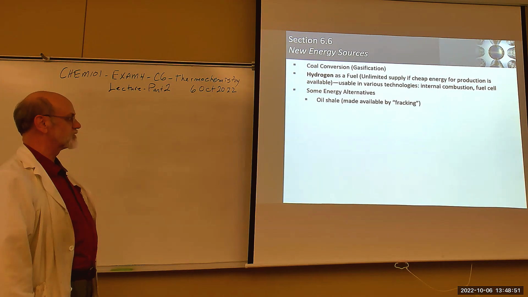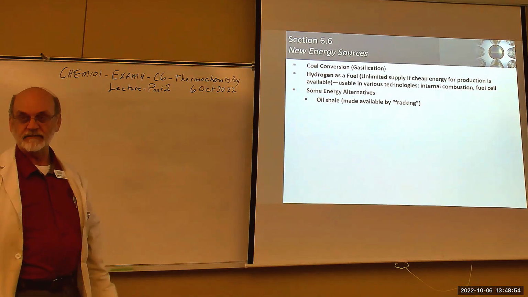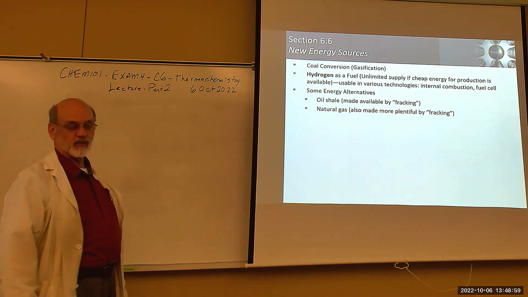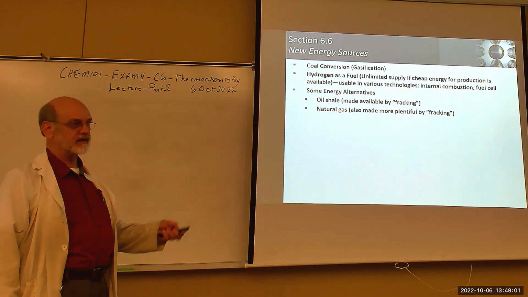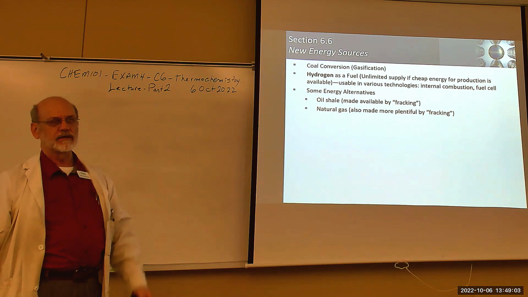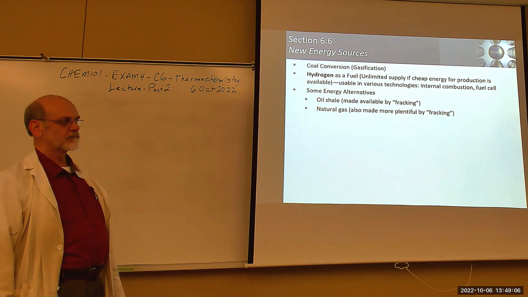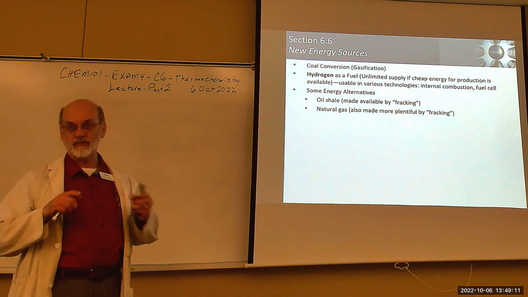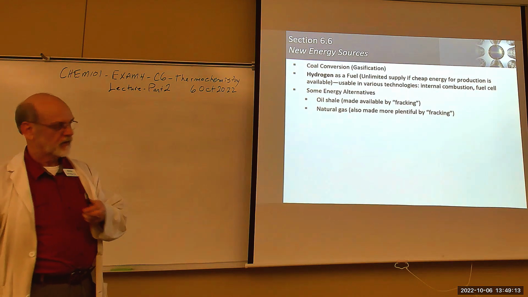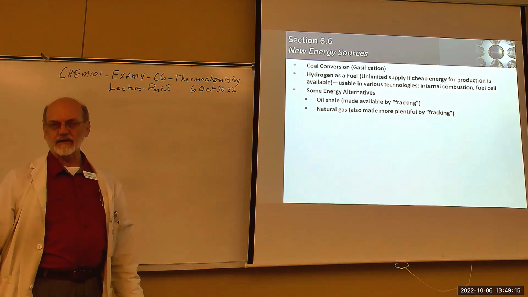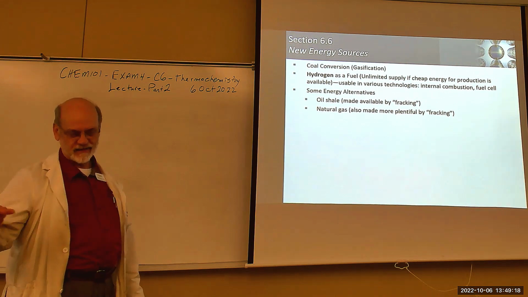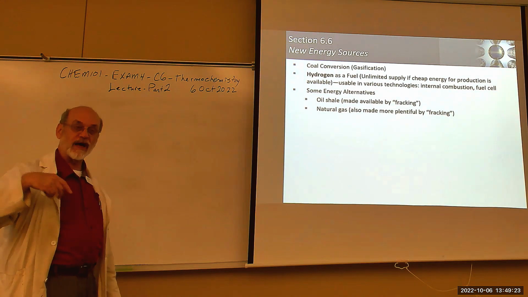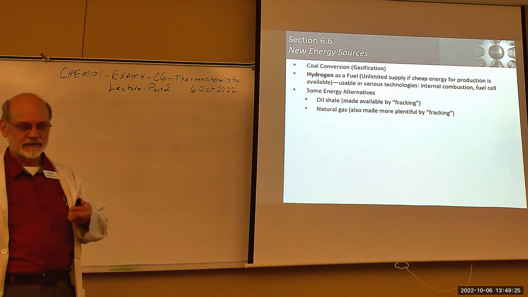What are energy alternatives? Oil shale. Fracking gets more oil out of shale. Same with natural gas. Fracking gets more natural gas. Right? If it wasn't for the Biden administration, we'd be producing, I think the estimate is 2 to 3 million barrels a day more oil than we're producing now, and several billion cubic feet of natural gas more per day than we're producing now. We're now an energy importer, whereas before Biden took office, we were energy exporters.